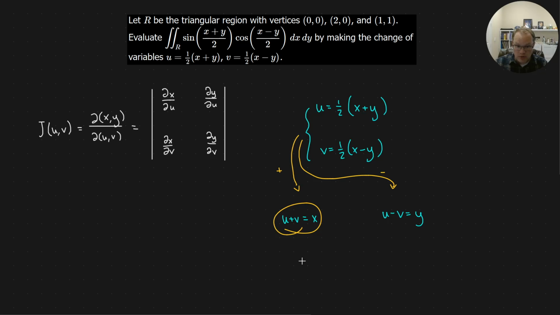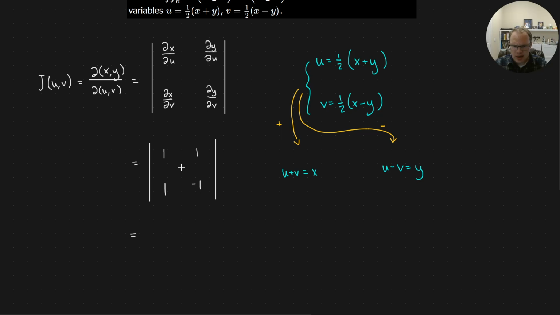Okay, so partial derivative of x with respect to u is going to be just 1. Partial derivative of x with respect to v is 1. Partial derivative of y with respect to u is 1. Partial derivative of y with respect to v is negative 1. Okay, and so we get negative 1 minus 1. So negative 2. Okay, that's our Jacobian determinant. We'll take the absolute value of that and multiply it into our integrand to adjust for the offset of this transformation.